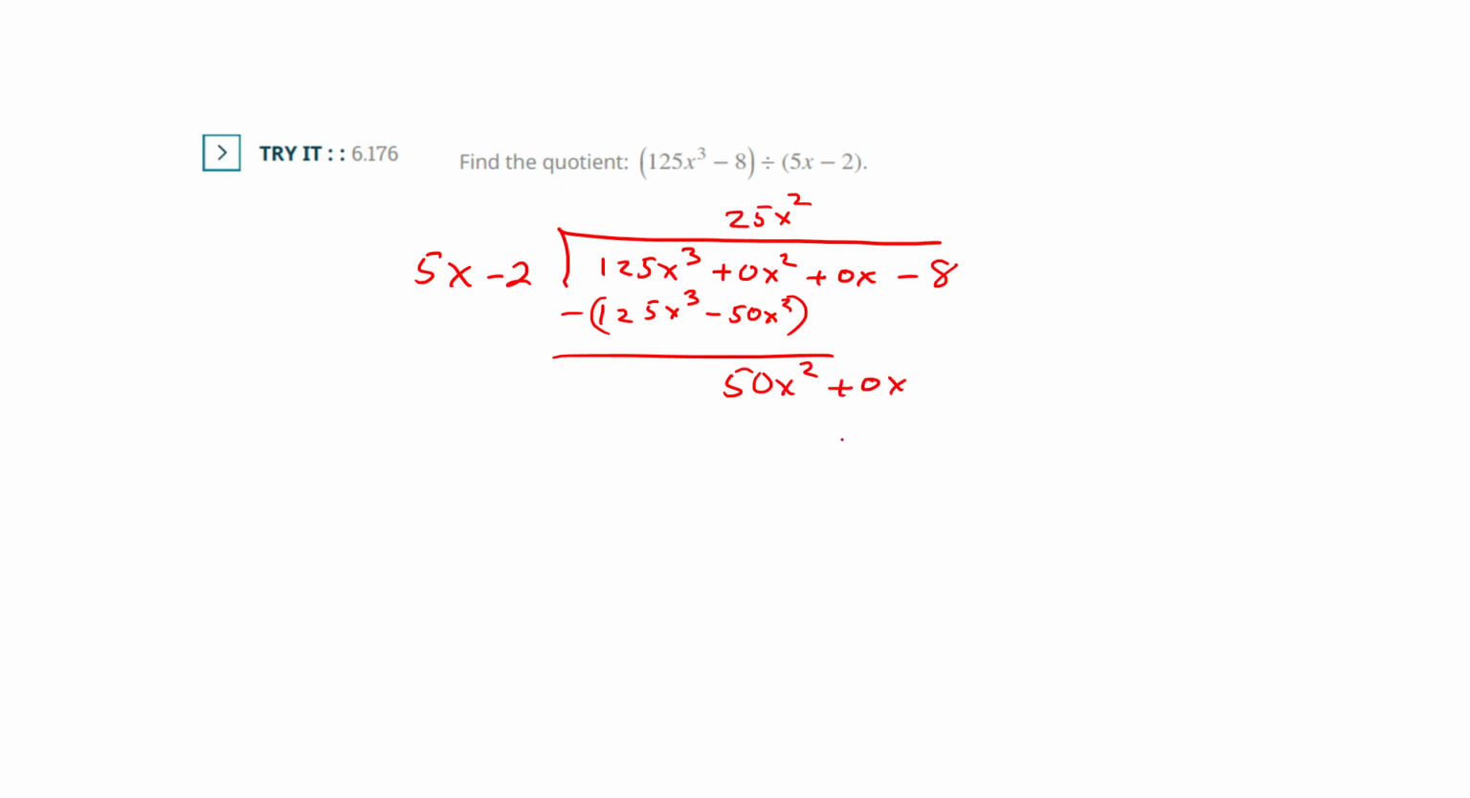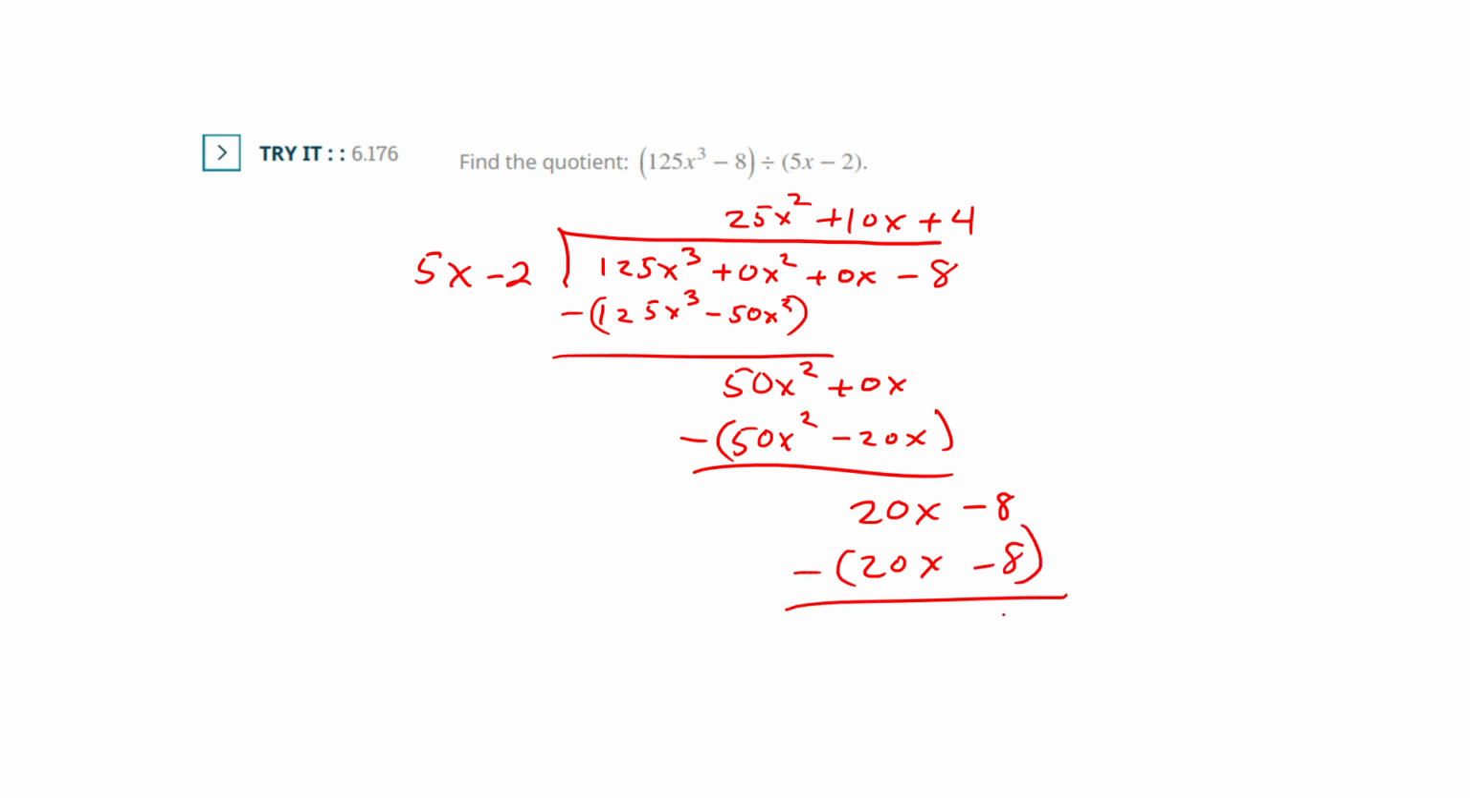Bring down our placeholder. 5x into 50x squared. That would be 10x that we would need. So change the signs. This is 20x minus 8. Okay, 5x into 20x, that would be 4 that would do that. 4 times negative 2 is negative 8. Check for leftovers, you get a 0. Okay, so no remainder, and that would be our answer.